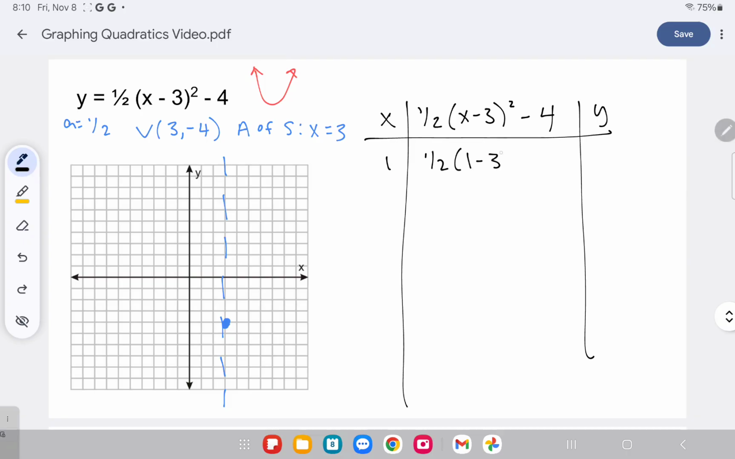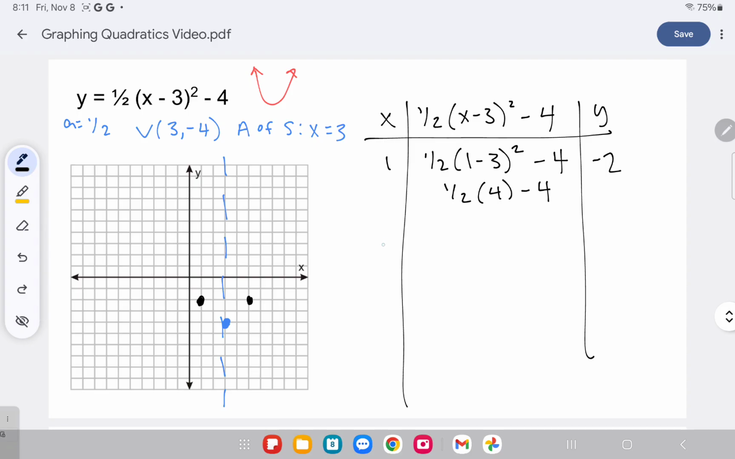And when I plug in a 1, I get -2 squared, which is 4. So I'm taking 1/2 of 4 minus 4. Well, that comes out pretty nicely because 1/2 of 4 is just 2. 2 minus 4 is -2. So 1, -2 is a point on our graph. And when I reflect that, I also get a point at 5, -2.